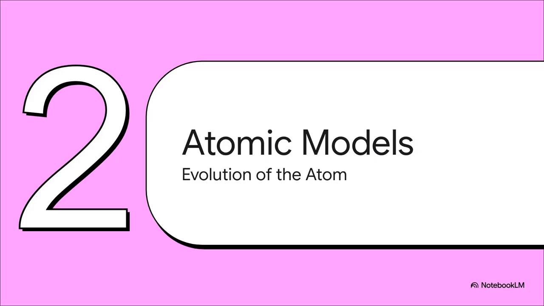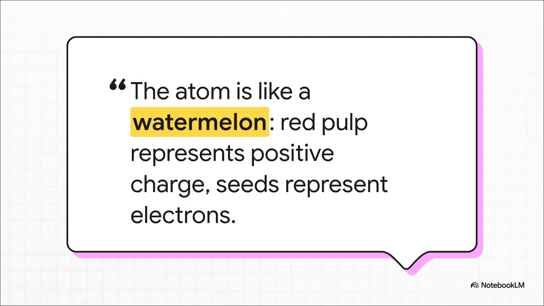Section 2. Evolution of atomic models. Now, while Dalton's theory was totally groundbreaking, scientists soon ran into a major plot twist. Dalton's supposedly indivisible atom? Yeah, it wasn't indivisible at all. It had to be made of even smaller parts.